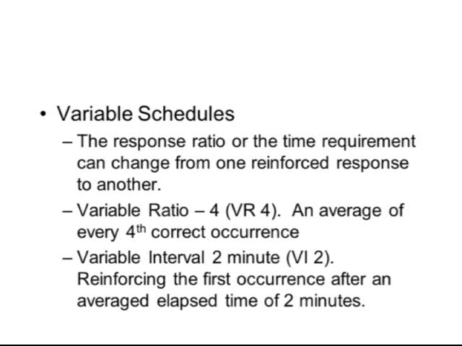With a variable interval schedule, it's the first response that occurs after an average of whatever the value of the schedule is. So it might be on average of every 2 minutes, could be 1 minute, could be 4 minutes, could be 2 minutes.